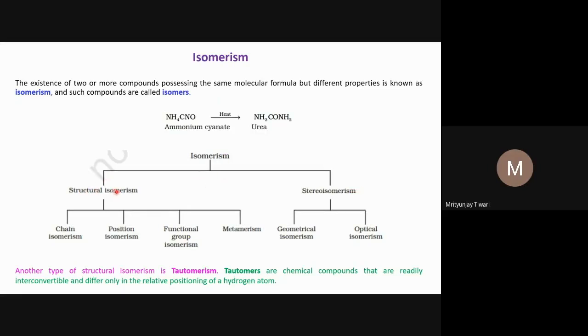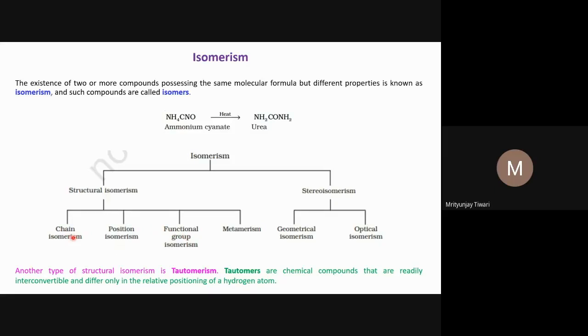One is structural isomerism, another is stereoisomerism. Structural isomerism is because of the difference in the structure, and stereoisomerism is because of the difference in orientation of different groups attached to a particular carbon atom or maybe two carbon atoms that are part of the molecule. Then we have seen structural isomerism, mostly of four different types.